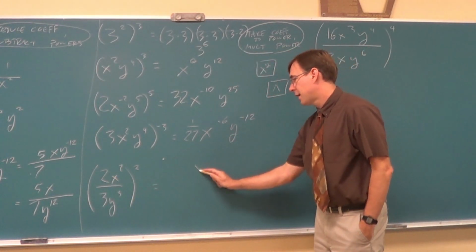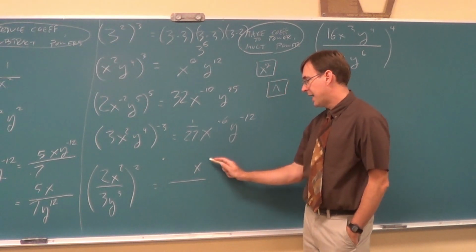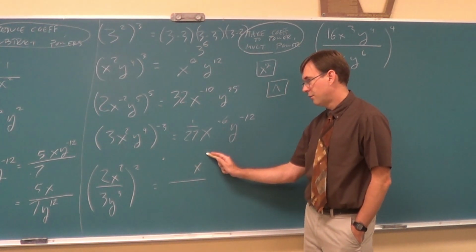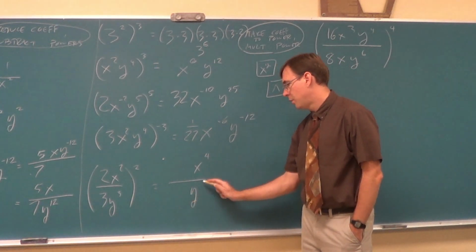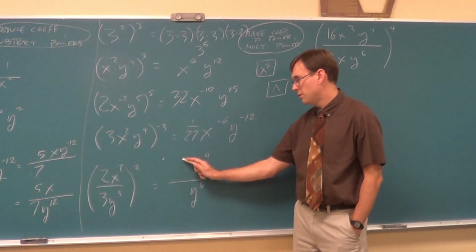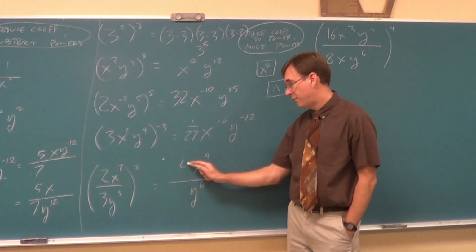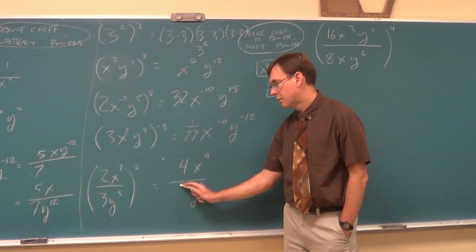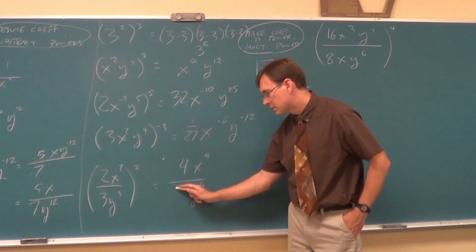For this one, let's do variables first again. X would be 4, Y would be 6. How about where 2 used to sit? Now 4, agreed. 3 is 9.